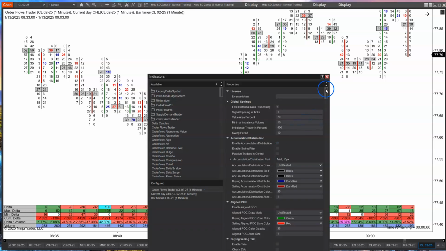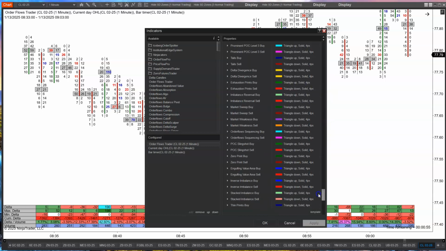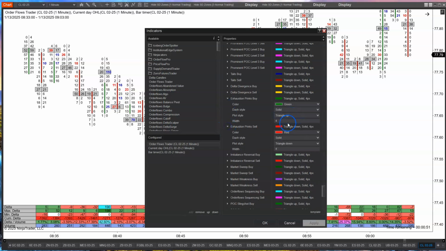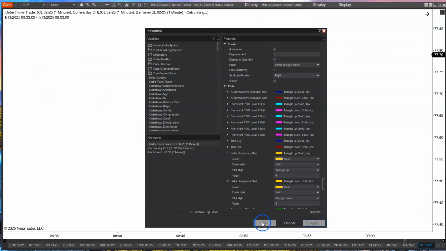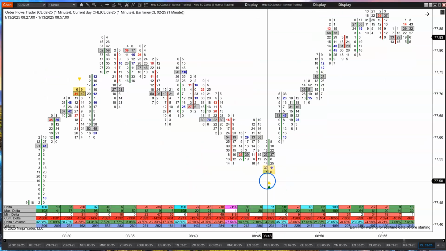Let me just show you here. What you've got to do is go down in here. Find exhaustion print. Okay, you make it bigger from 4, make it say 8. And delta divergence buy signal, delta divergence sell signal, make those 8 as well. Okay. So you can see right here, it just stands out. It's very clear.